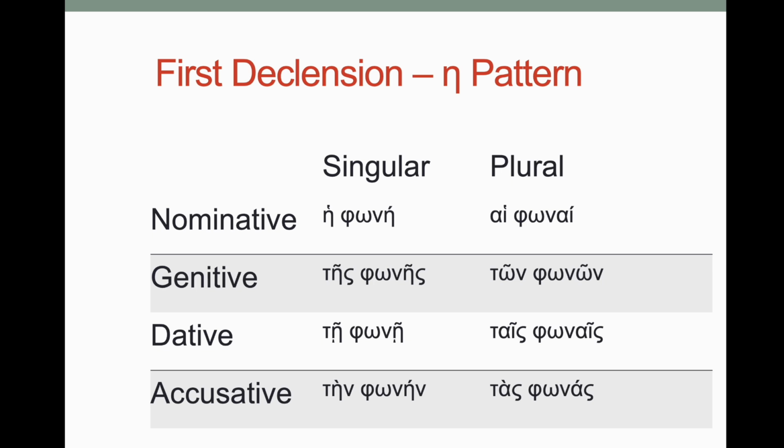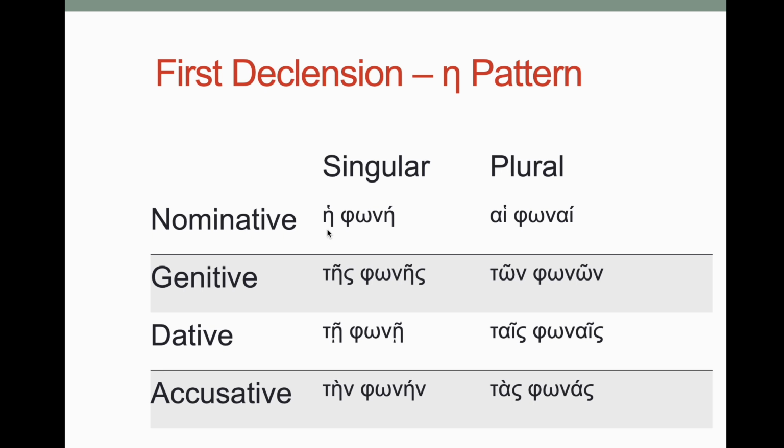For example, let's first learn the eta pattern. This is the pattern of first declension nouns whose nominative form ends in an eta. Okay? And what I've done with this chart is I've included the definite article along with the noun. The definite article is the Greek word for the. Okay? So let's walk through it.